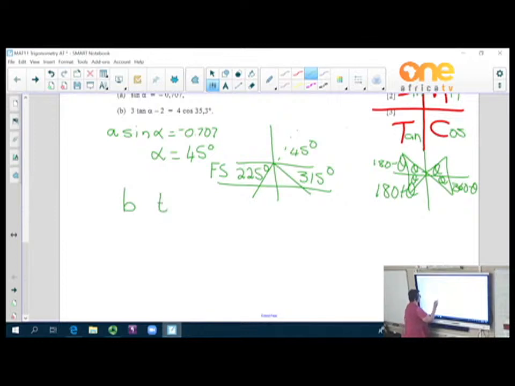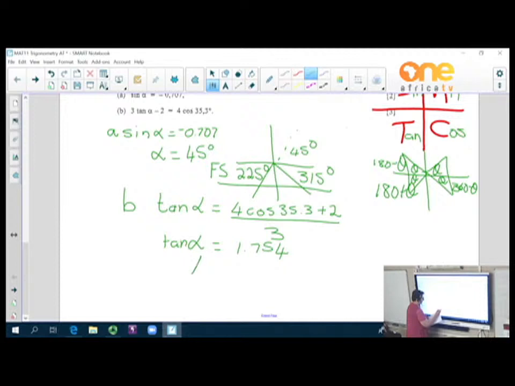So we can say that tan alpha is equal to 4 cosine 35.3, and this is not difficult. You just press your calculator and you get a value there. I take the 2 over, and I divide by the 3, algebra. And then second function tan, we press it and we get 1.754. This is actually still tan alpha. And alpha, second function tan now, is 60.3 degrees.